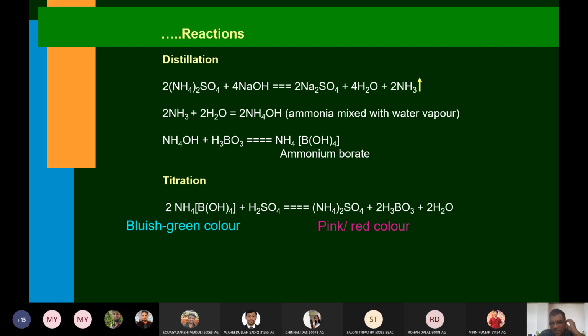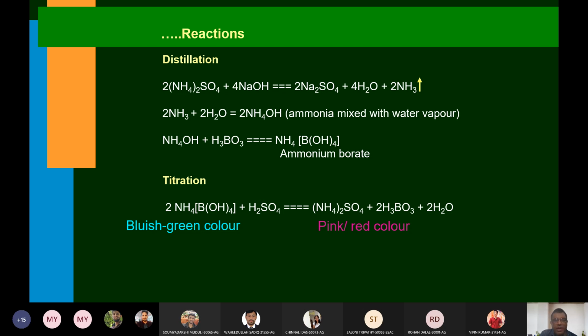Now, during distillation, you need to evaporate or volatilize or distill ammonia. So here you have added sodium hydroxide. If you remember, it was 40% sodium hydroxide, and it will release ammonia. It will also form sodium sulfate and water, and this ammonia will be released and collected in the boric acid.